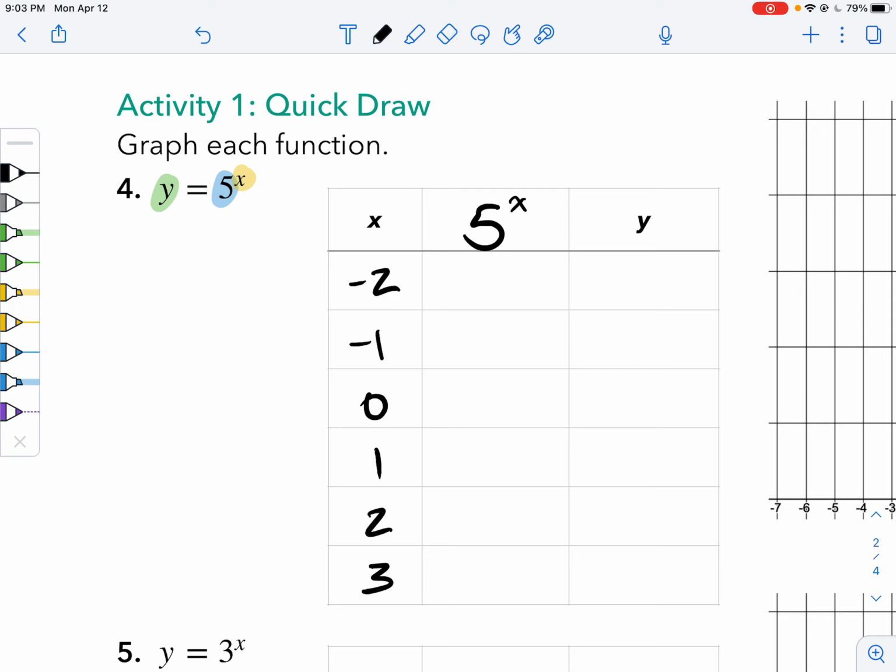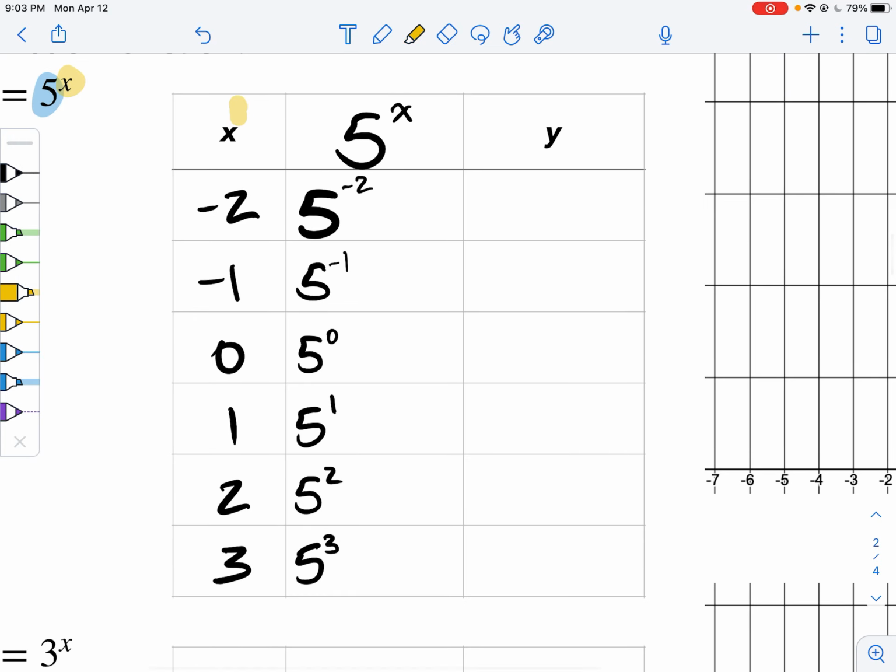Okay, anyway. So now let's plug it in. We've got 5 to the negative half power. I want to scoot this over. 5 to the negative first power, 5 to the 0th power, 5 to the first power, 5 to the second, 5 to the third. This sounds like a weird rap. It's not. So we took all of our values for x, and we plugged them in for x, and now we need to figure out how we are going to simplify this.